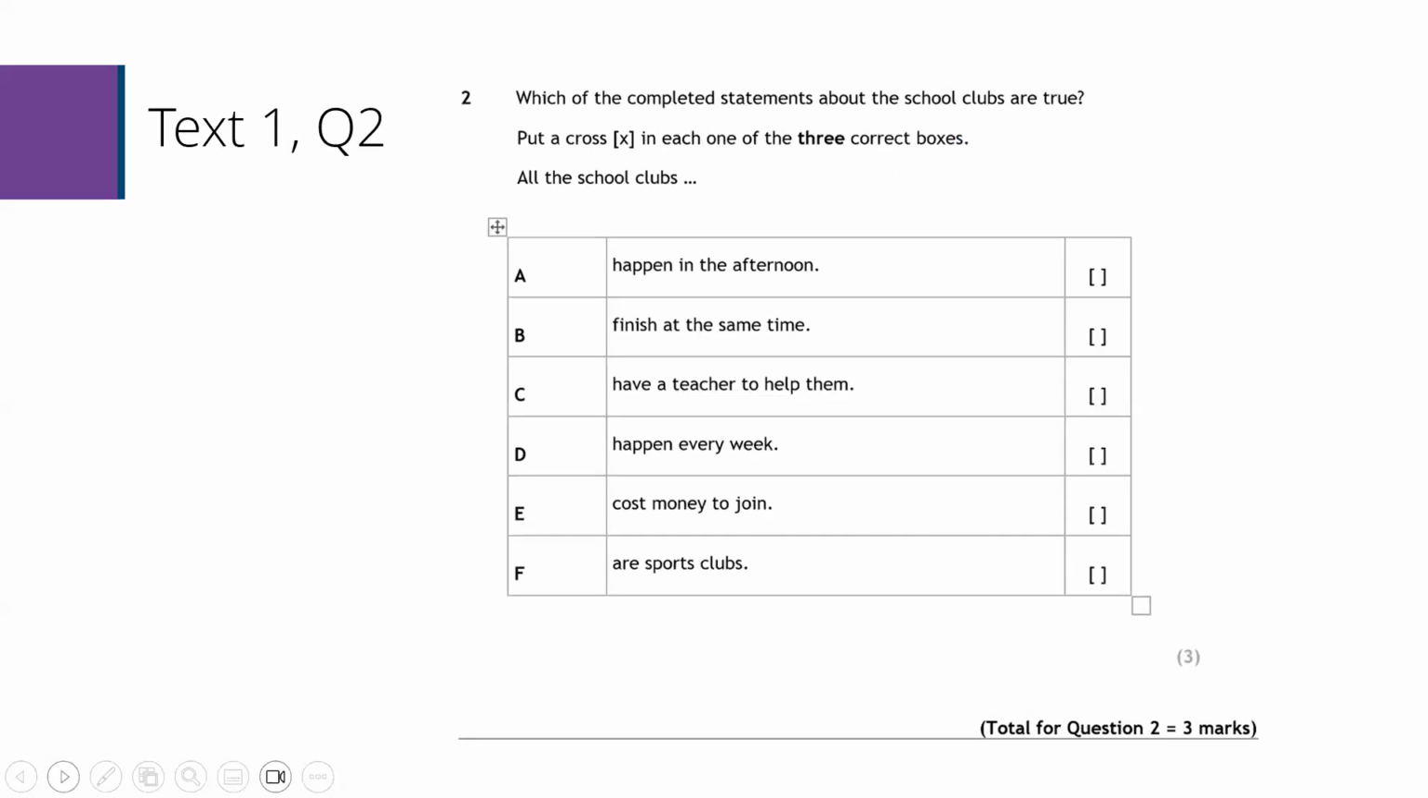So let's have a look at question 2 type question. Sometimes we see questions of this nature as well. Which of the completed statements about school clubs are true? This is a multiple completion type question where students need to tick 3 correct boxes. So they're ticking 3 out of 6. Again, be careful that your students read all of those sentences carefully, and that they only tick 3.